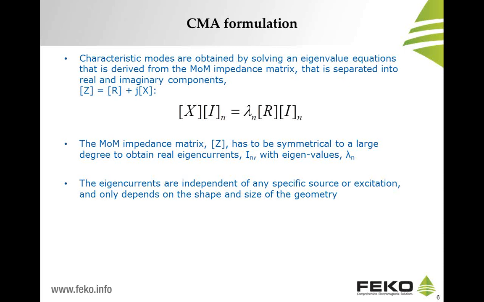When we solve this eigenvalue equation in this way, we obtain real, or equiphasal, eigencurrents. What is very interesting to note at this stage is that the eigencurrents are essentially independent of any specific source or excitation. They depend only on the shape and size of the geometry. So this again emphasizes what I mentioned earlier, that it brings us back to understanding the fundamental properties of our radiating structures.